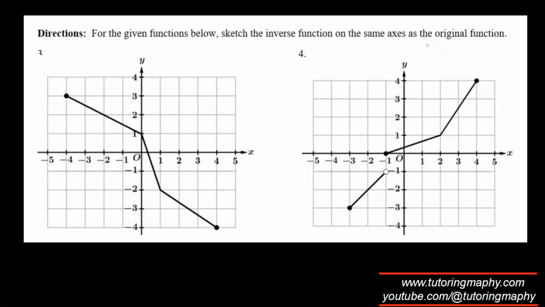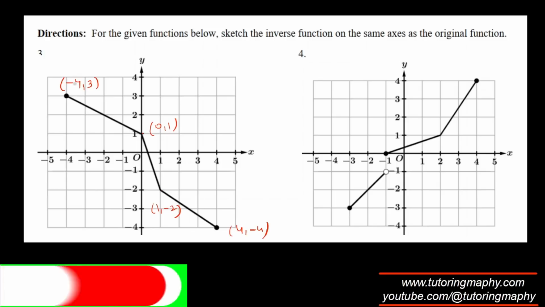Right, sketch the inverse on the same axis. Okay, my recommendation in such questions is to mark the corner points and actually find the corner points for the inverse function. For example, let's write the coordinates first. This is negative 4 comma 3. This is 0 comma 1. This is 1 comma negative 2, and this is 4 comma 4. Sorry, 4 comma negative 4.